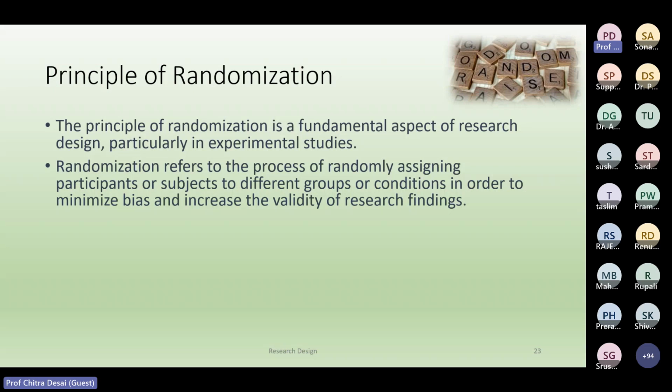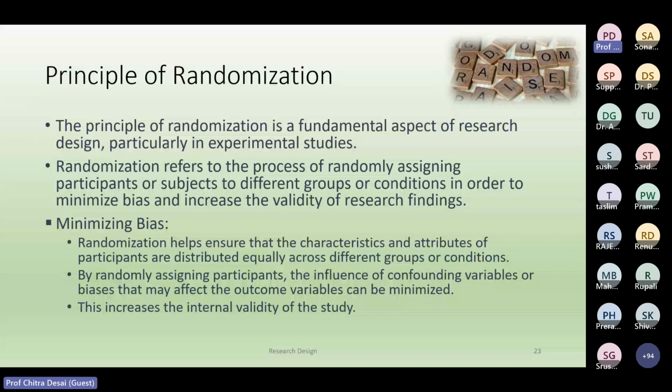Because if I take something in a sequence, 1 2 3 4 5, then 1 2 3 4 5 may have something very common in it, more commonalities and therefore more biases, and it may not speak for the whole population. So this principle of randomization is very, very important. The basic objective of randomization is minimizing the biases.